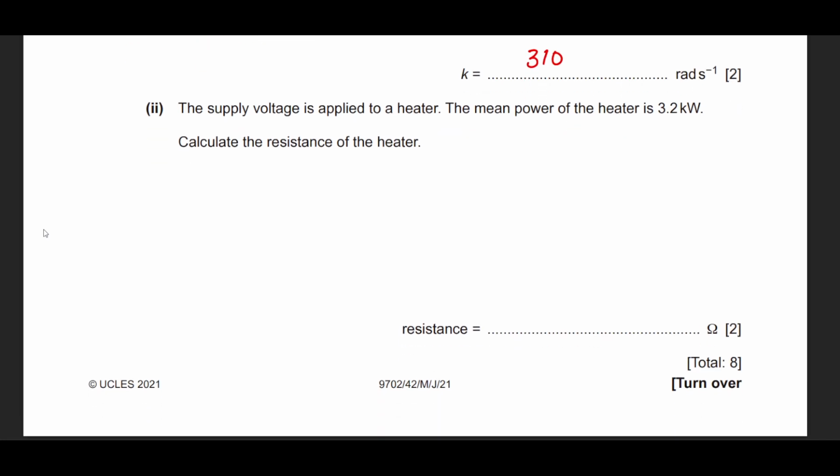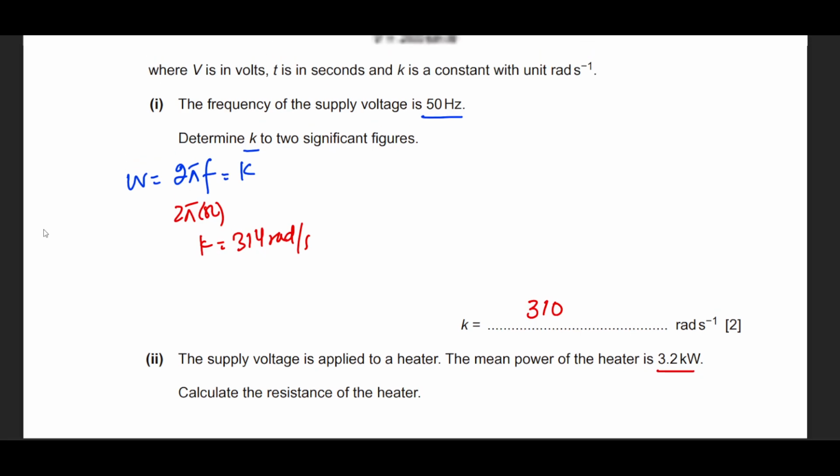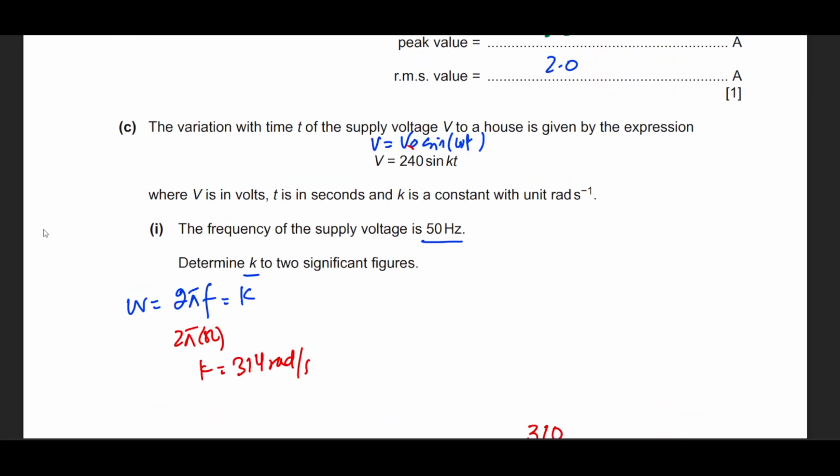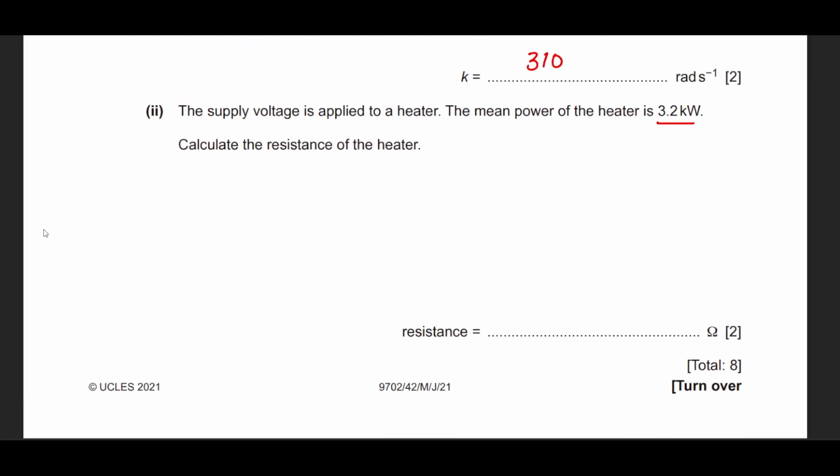The supply voltage is applied to the heater. The mean power is 3.2. Calculate the resistance of the heater. Very easy. So we have the peak voltage probably. Yes, that is V naught. Peak voltage is V naught. So we need to find the resistance.